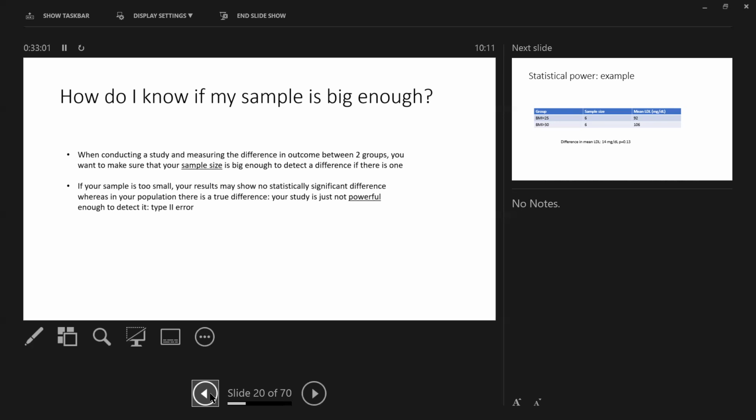In epidemiology, this is called a type 2 error. A type 2 error is a failure to identify a difference when there is one in reality. And it's due to the size of the sample. And power depends on what? On the size of the sample? It depends on three things that we're going to see in a minute.